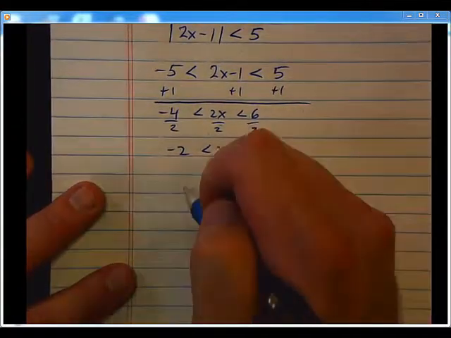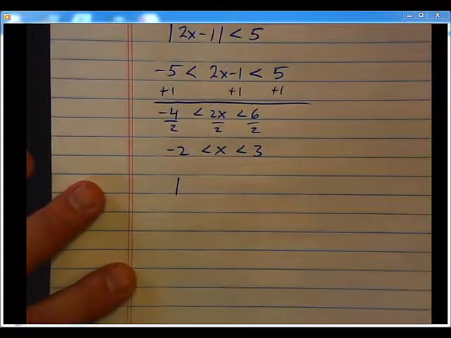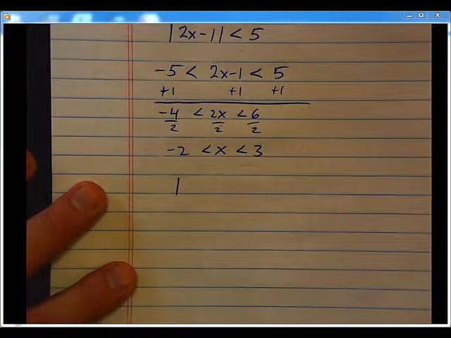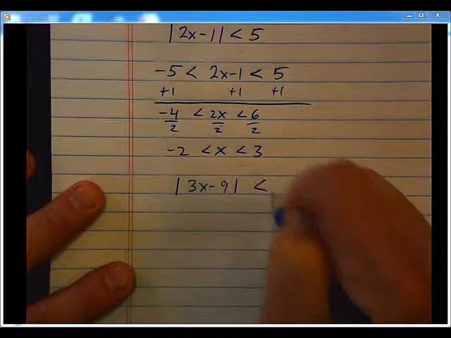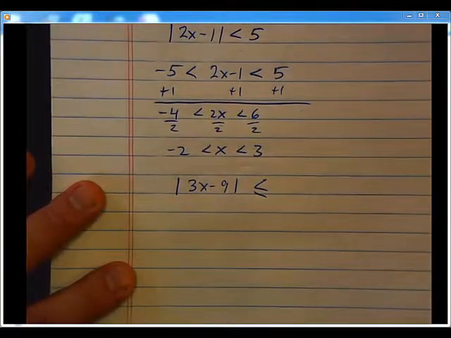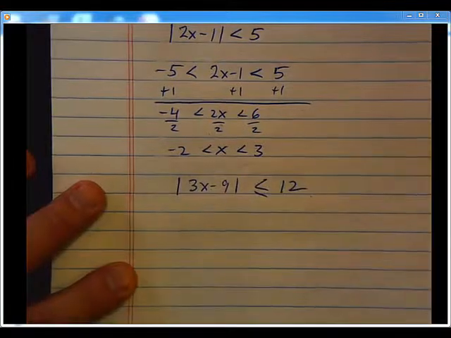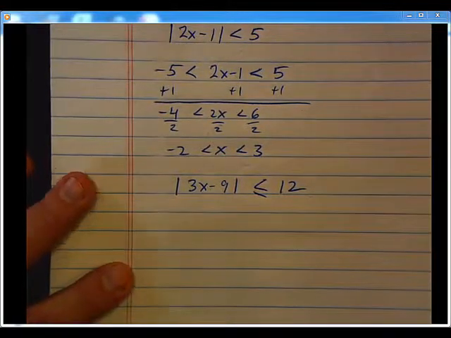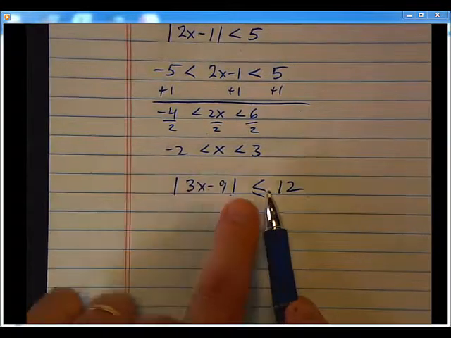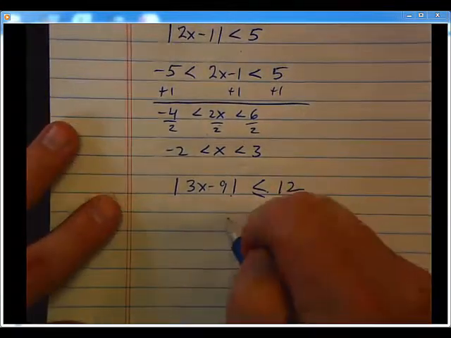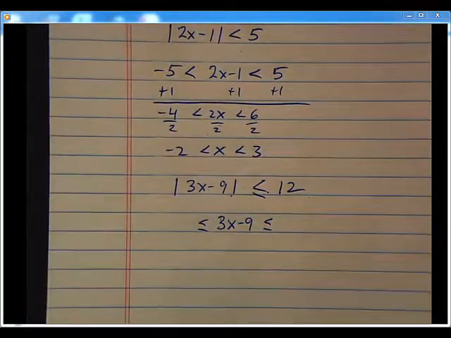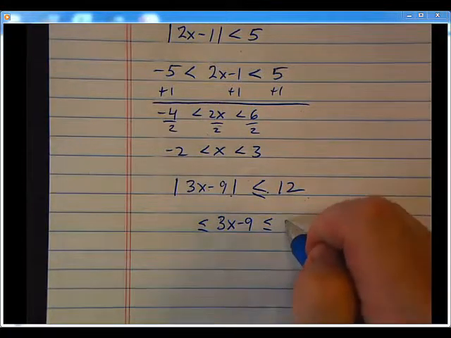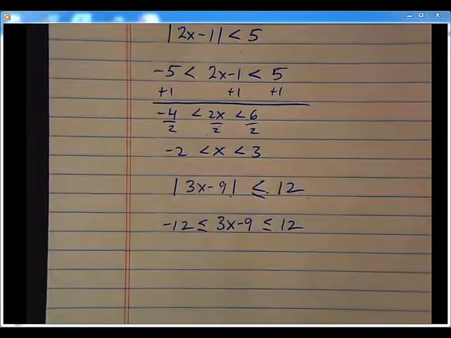Let's see what happens with an absolute value and a greater than. So again, I think we start with a fairly simple one here. Absolute value of 3x minus 9, less than or equal to 12. Again, we recognize we have an absolute value, we recognize that we have a less than, so whatever's inside our absolute value is going to be trapped in between the biggest possible value, which in this case would be 12, and the smallest possible value, which would be -12.